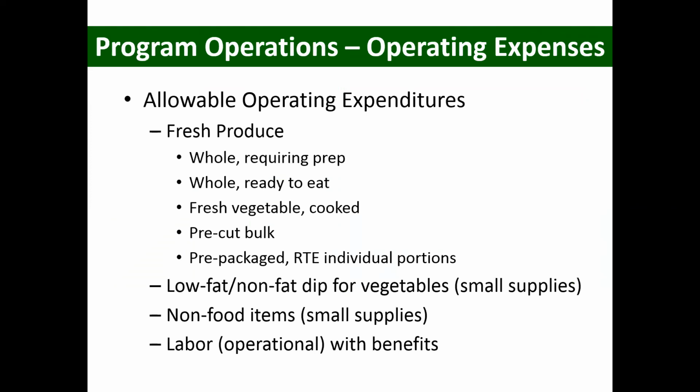The requirements are whole, requiring prep, whole ready to eat, fresh vegetables cooked, pre-cut bulk, pre-packaged, ready to eat individual portions. Basically, we're saying don't buy canned. You can't use these funds to buy canned fruits and vegetables. You can also use this for low-fat, non-fat dip for vegetables, which would be considered small supplies. Non-food items, such as cups, forks, paper plates, that type of stuff. And once again, labor. If you decide to charge your fresh fruit and vegetable program with labor, then you can charge that right here through the operating costs.